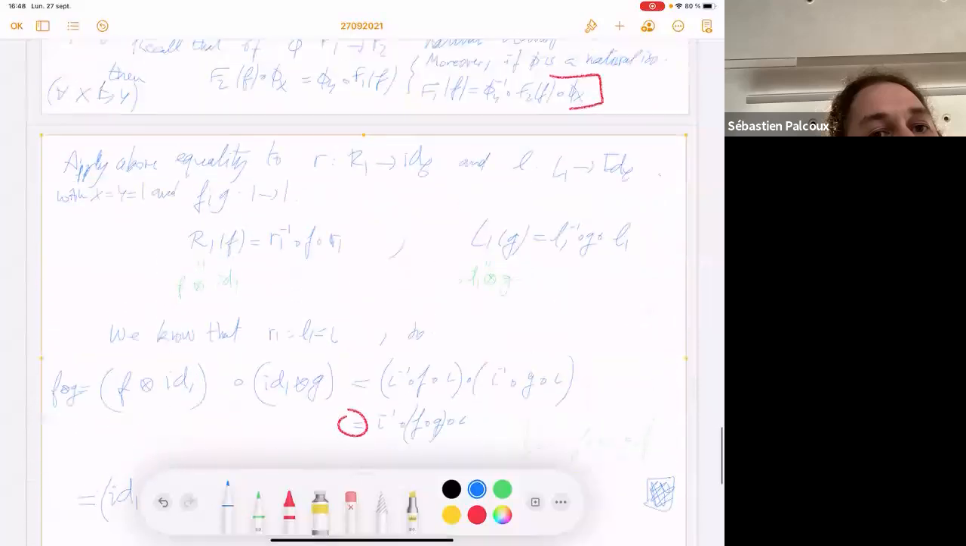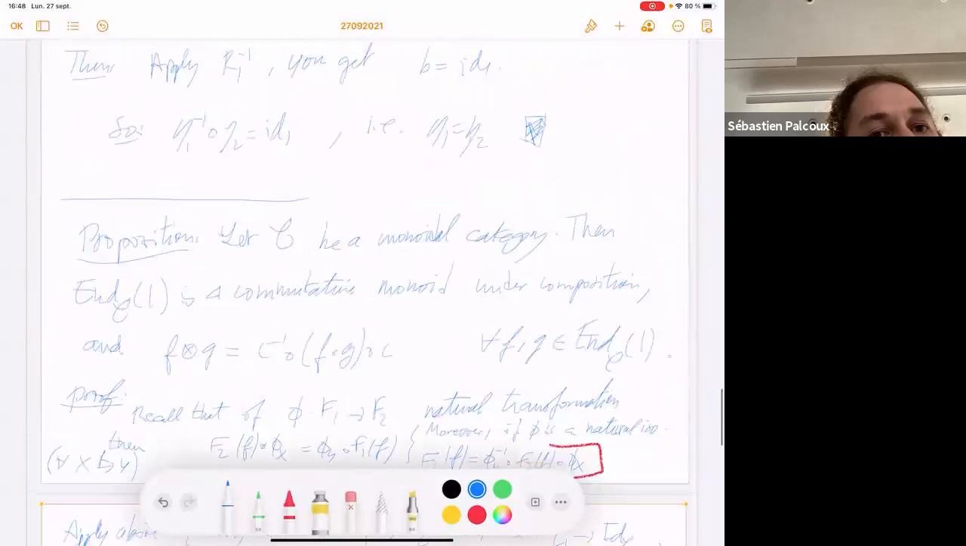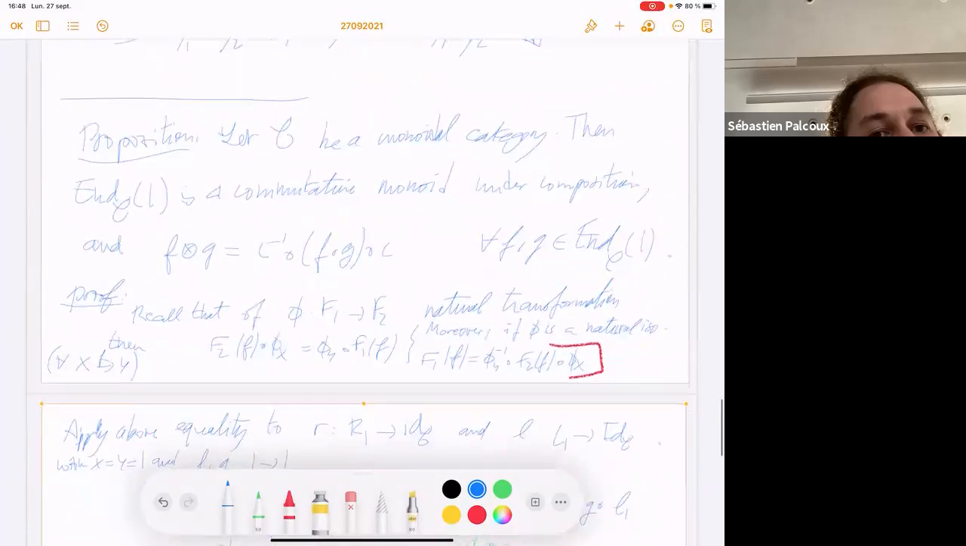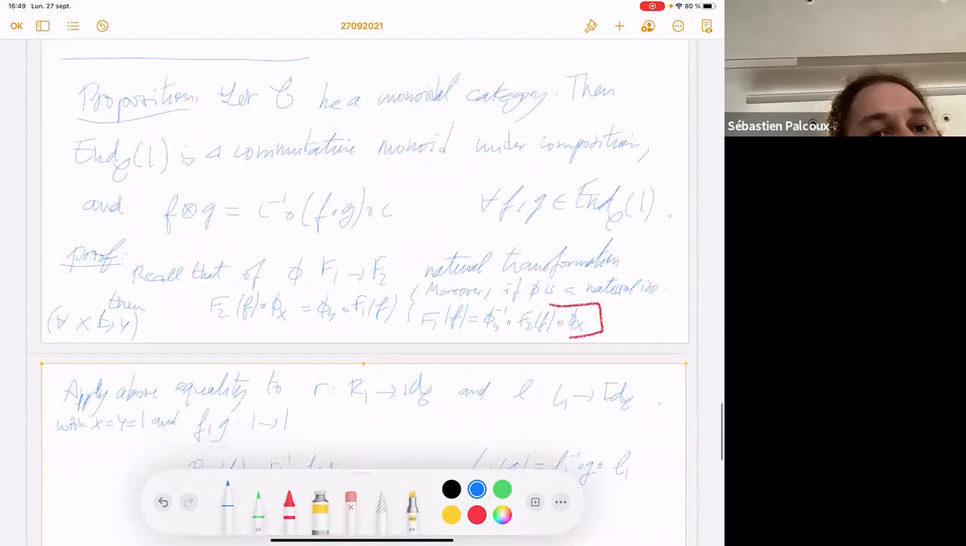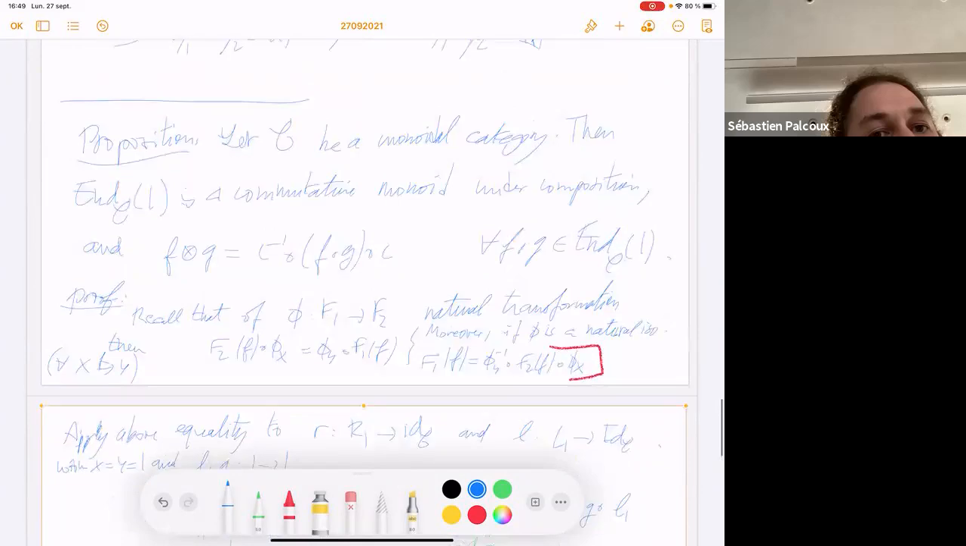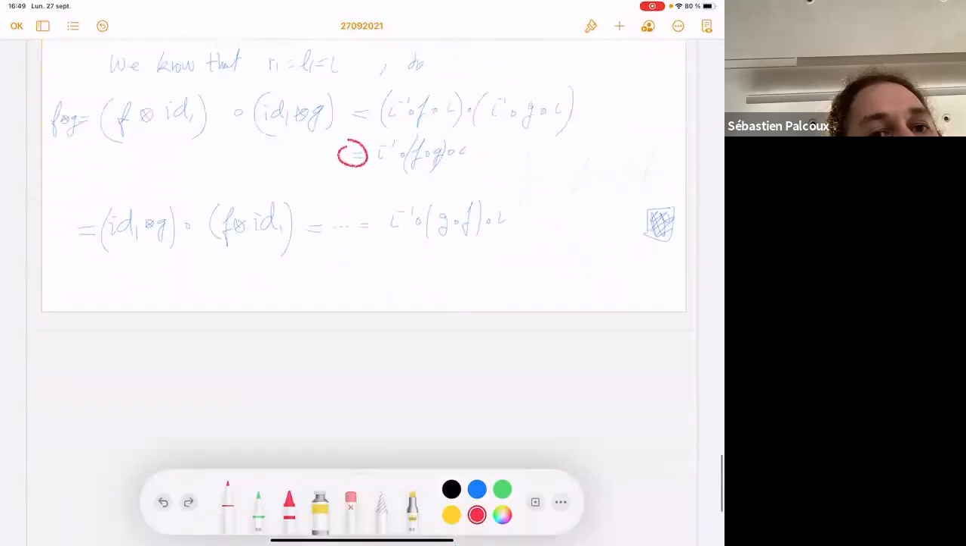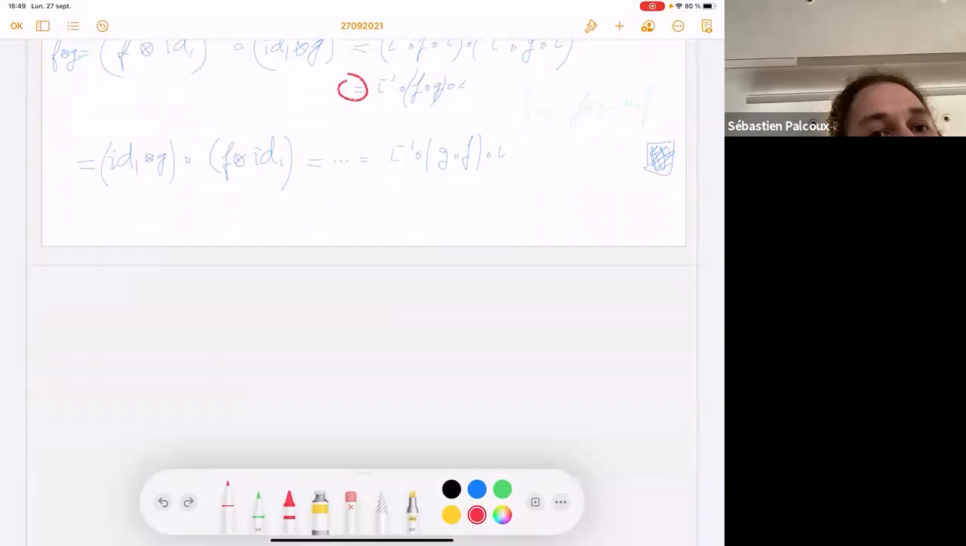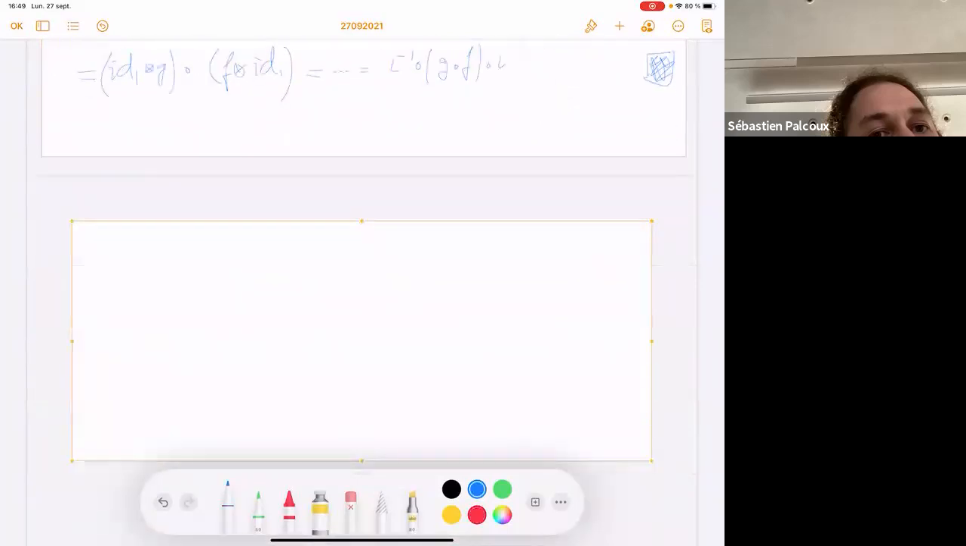So in the last 15 minutes, we will start to see some examples of monoidal categories. We just proved that in a monoidal category, the set of morphisms from 1 to 1 has a structure of commutative monoid under the composition, and you can get the composition and the tensor product using iota. Okay, so let's provide some examples of monoidal categories.